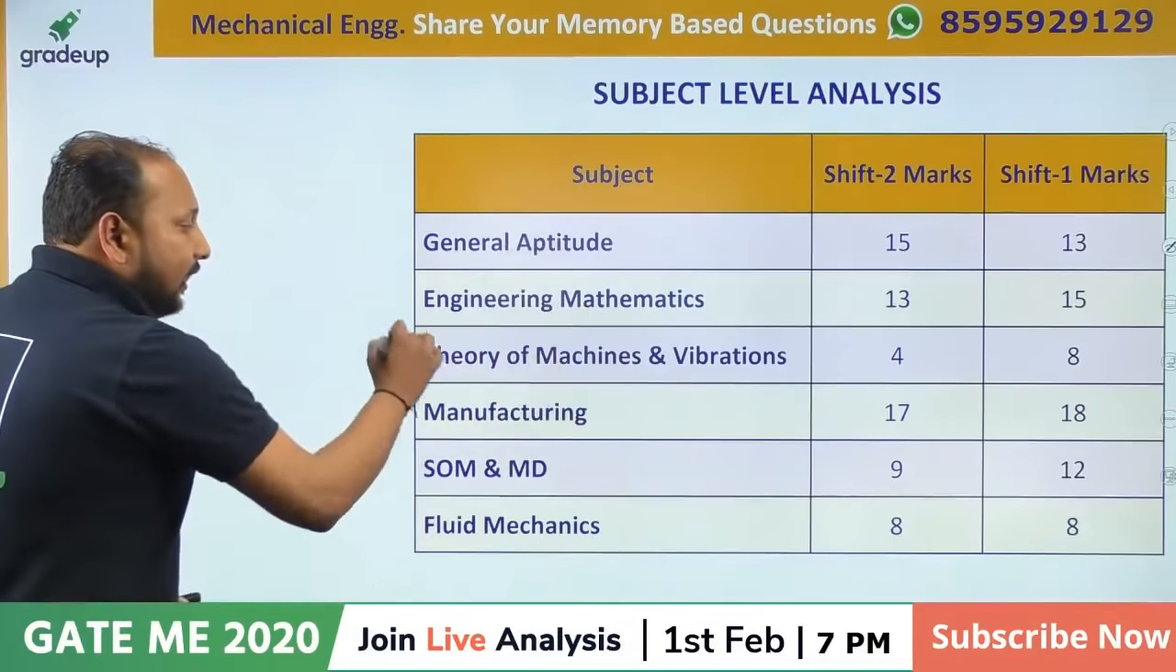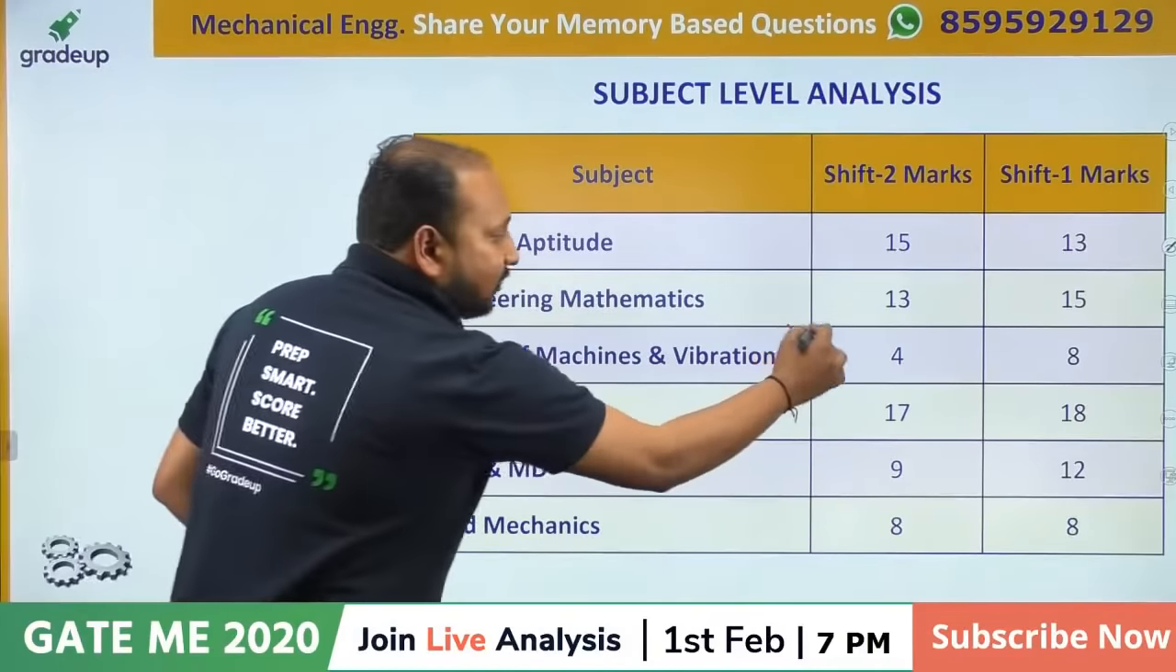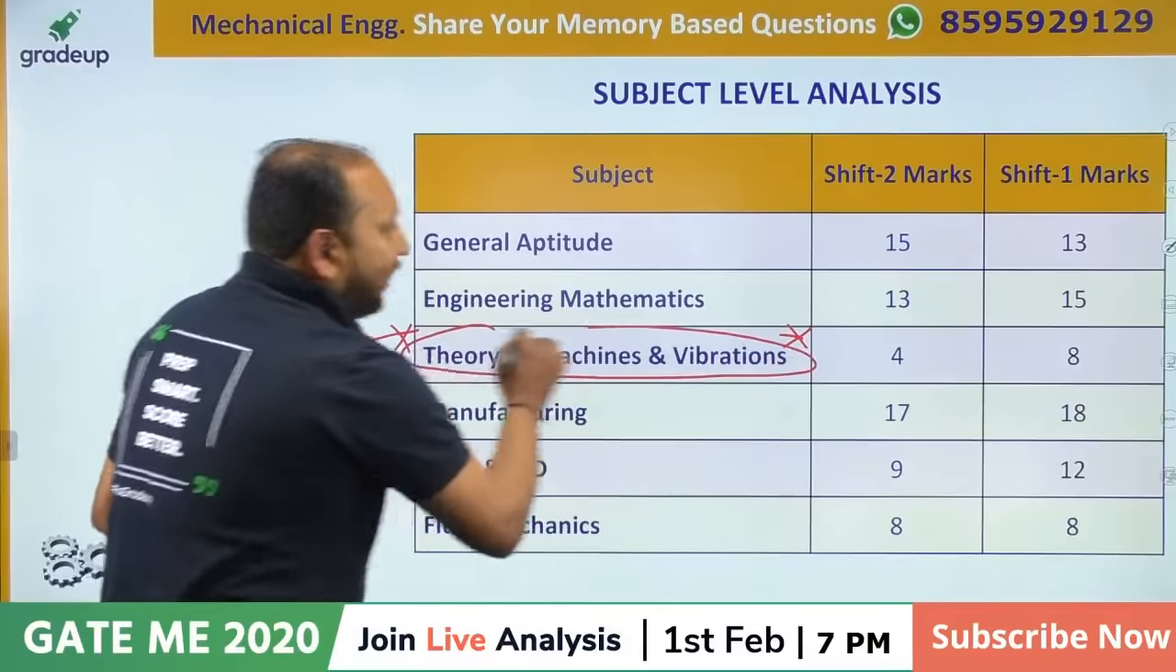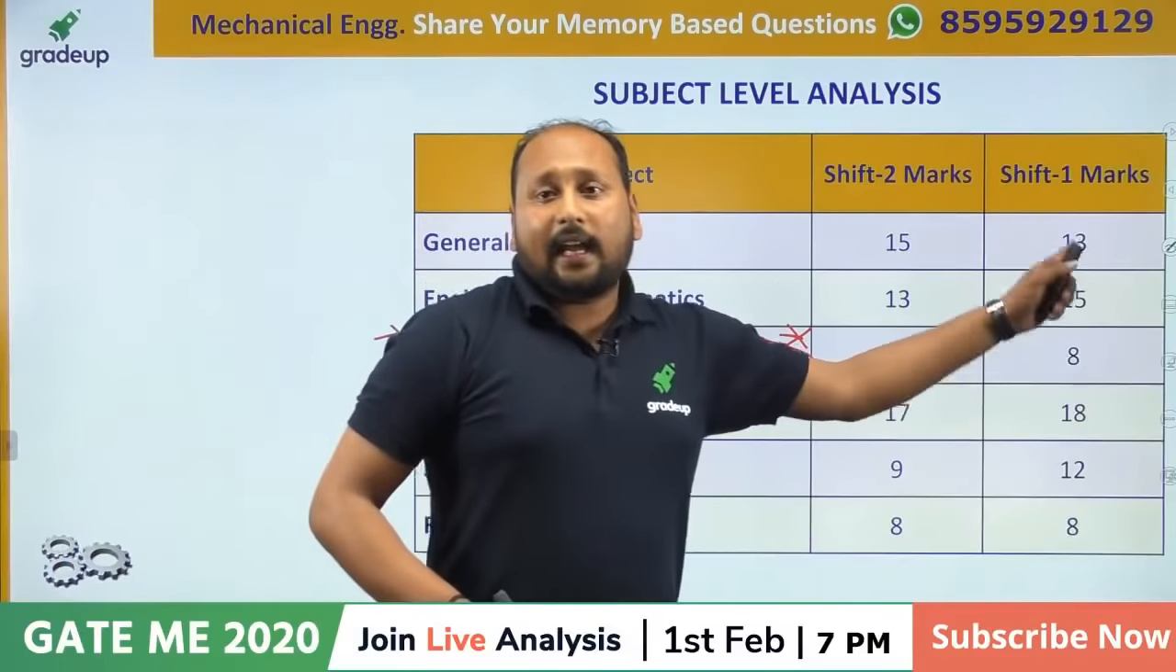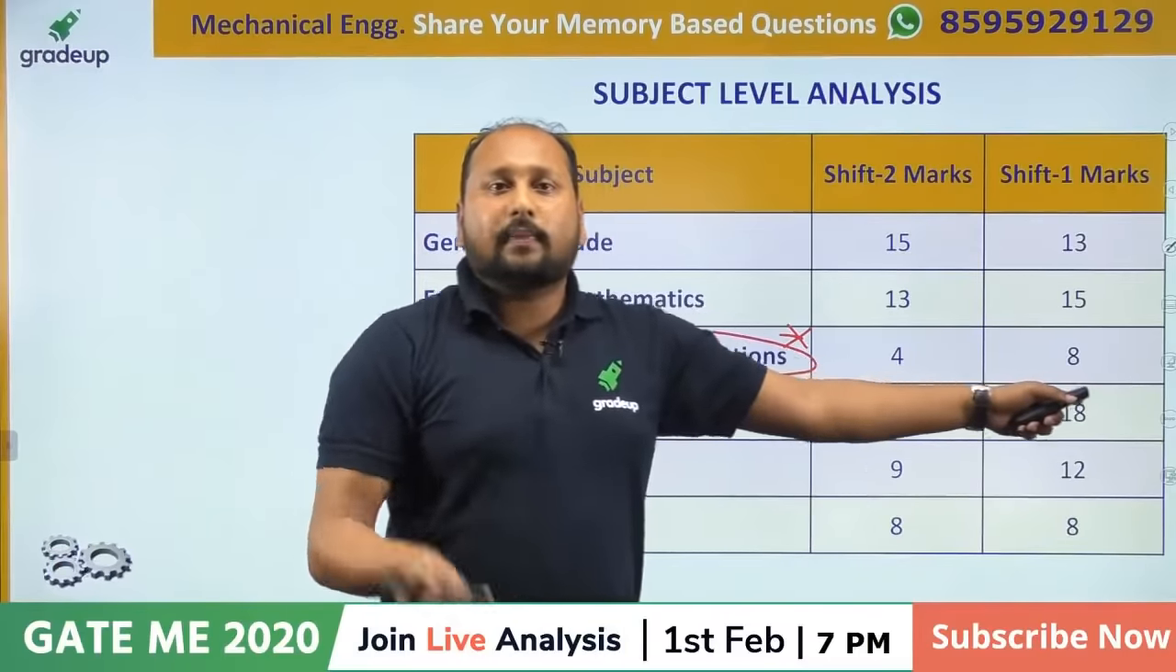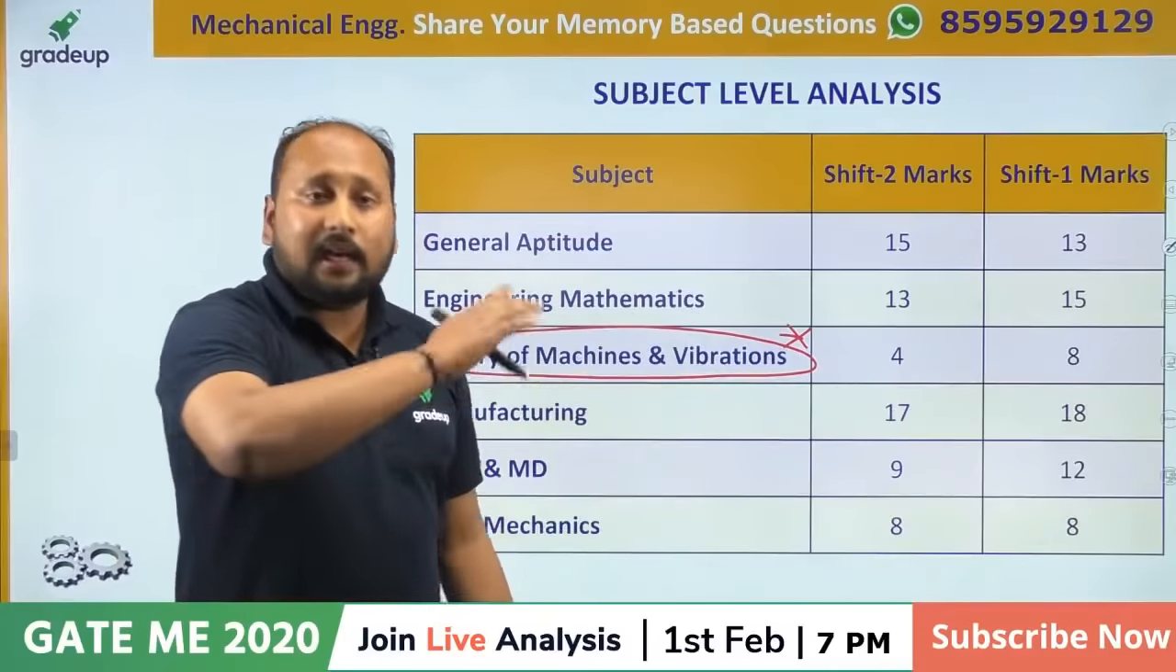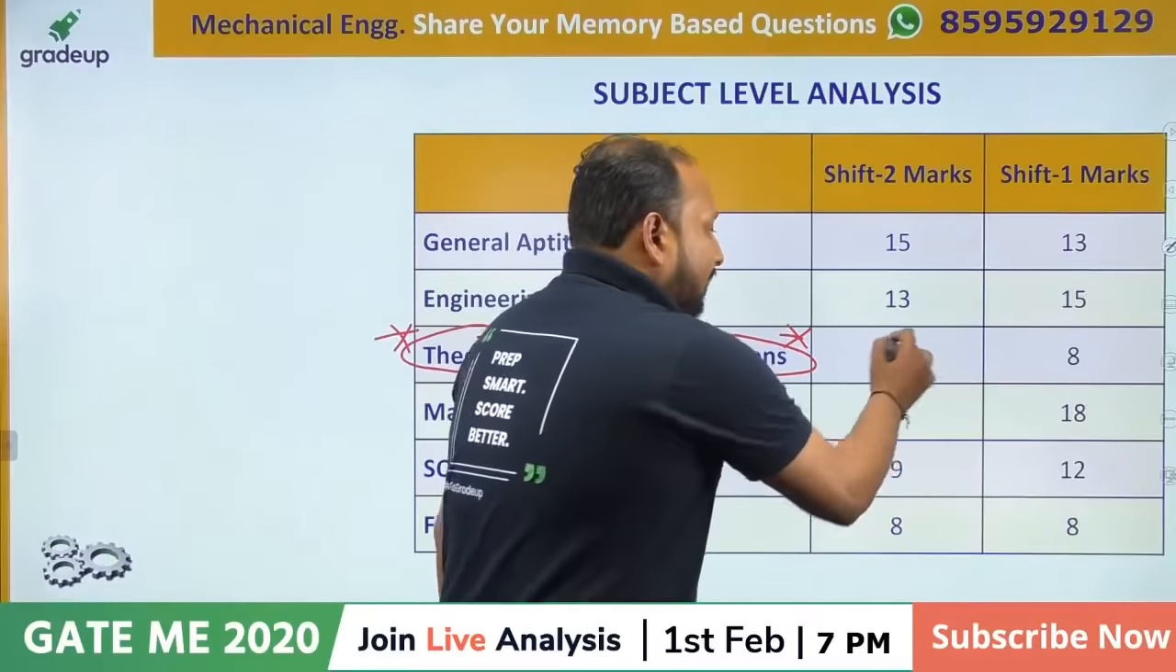Now again I'm saying the very catchy highlight of this session is theory of machines. If I talk about shift 1, there were 7 to 8 questions, but in shift 2 it is reduced, like 50% is reduced. So it's a very catchy point.